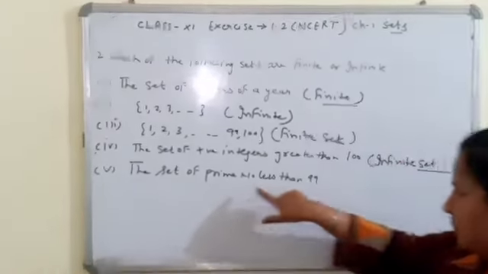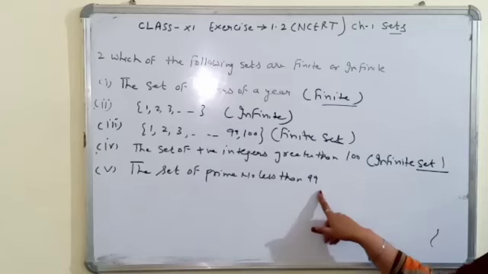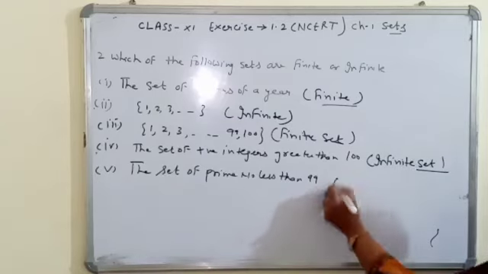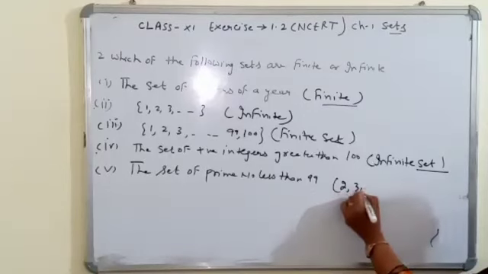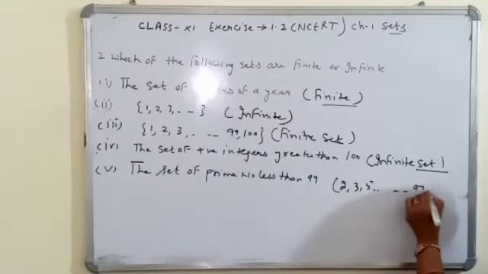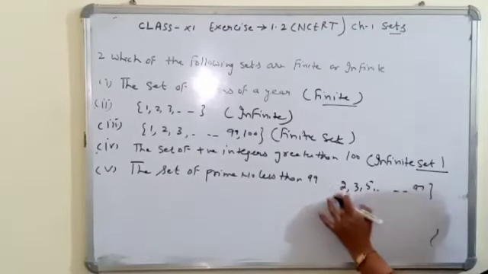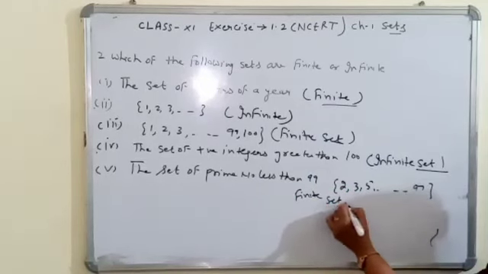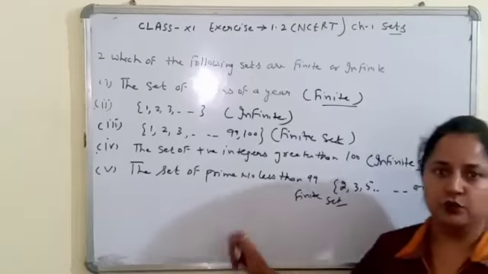Fifth one is the set of prime numbers less than 99. We can easily write the set of prime numbers up to 99. You can start from here: 2, 3, 5 and so on up to 99. So we can easily write this set. So this is a finite set. Now this was your question number 2.